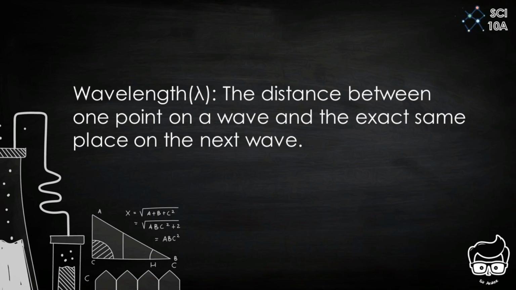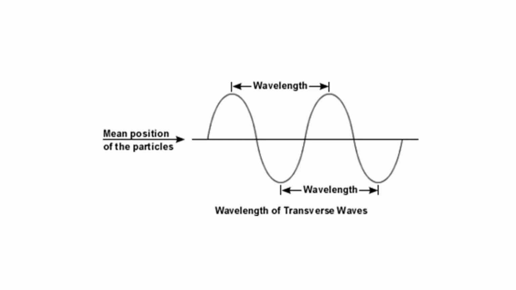When we talk about wavelength, this refers to the distance between one point on a wave and the exact same place on the next wave. Wavelength can be represented by the symbol λ. We call the symbol lambda. In this illustration, we can see that from this point up to this point, it is a wavelength. Another, at the bottom, we can see that from this point up to this point, it is also a wavelength.